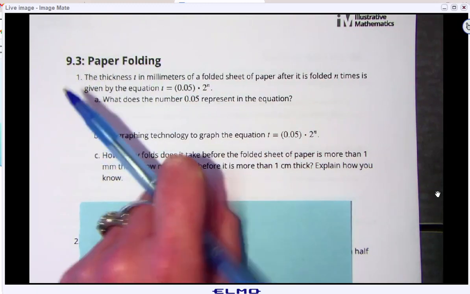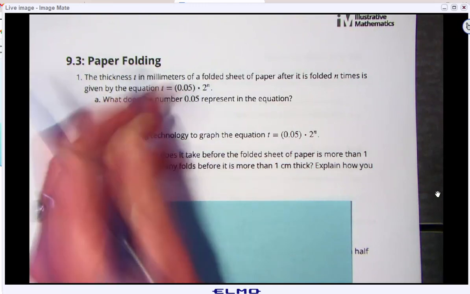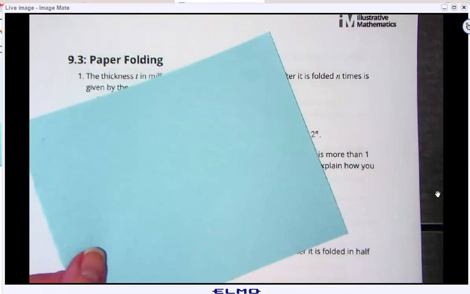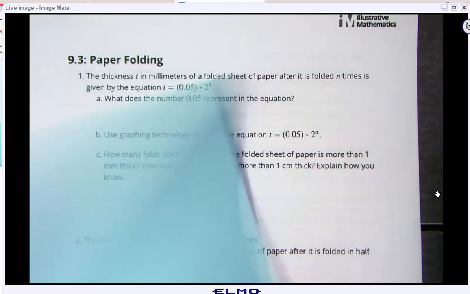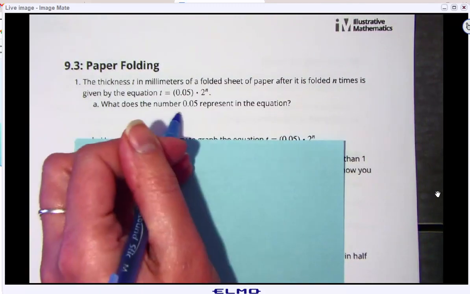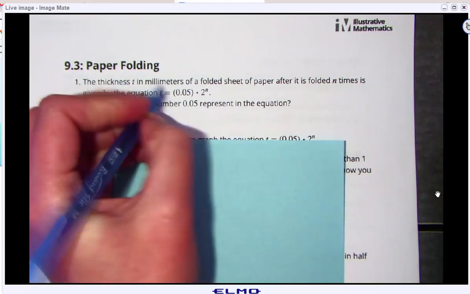So we're looking at an input of number of times we're going to fold something and an output of how thick that stack gets. I've got this little piece of paper here to give us a little demonstration to see how this works. It asks us first, what does the number 0.05 represent in the equation?